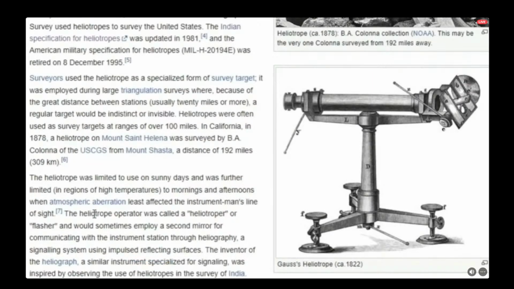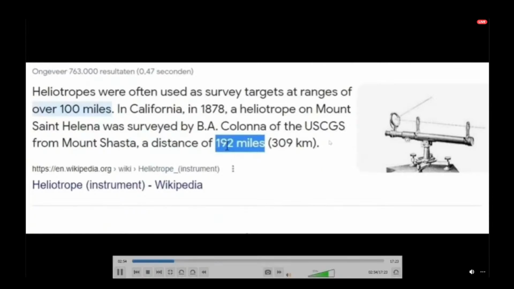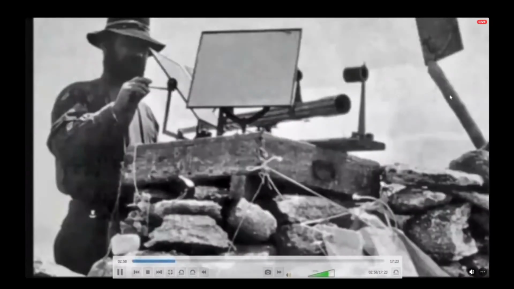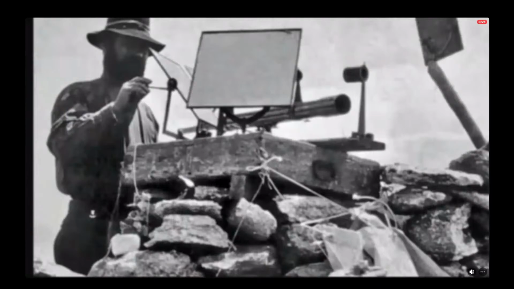Flasher, and it would employ a second mirror. So this is 192, the most they've ever used it at. But it does not affect horizontal measurements. So they go over that in the book, and the way that you deal with variations due to potential atmospheric effects is you take lots of measurements, lots and lots of measurements. They take huge numbers of measurements. They get a really tight standard deviation so that they know that the measurements are very accurate.